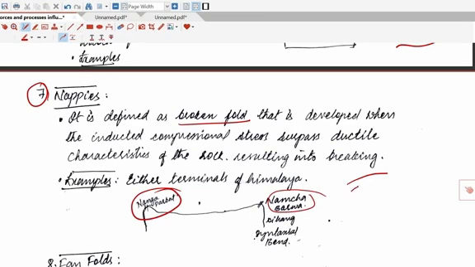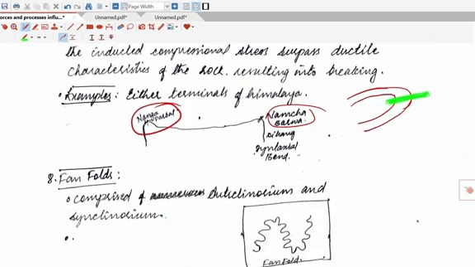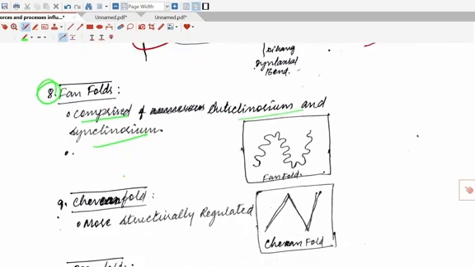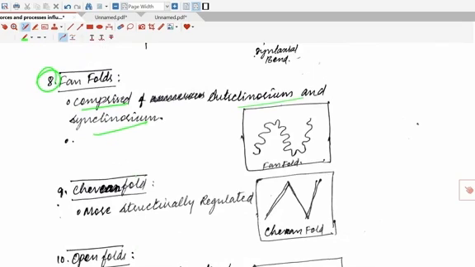What happens here is, consider this as a fold. Due to extreme compressional force, here there will be a breakage and it forms into nappes. So this is called nappes. And the other is the fan folds. Fan folds is comprised of antisynclinorium and synclinorium. This is nothing but what we have seen earlier, and the entire part of antisynclinorium and synclinorium is called fan folds.